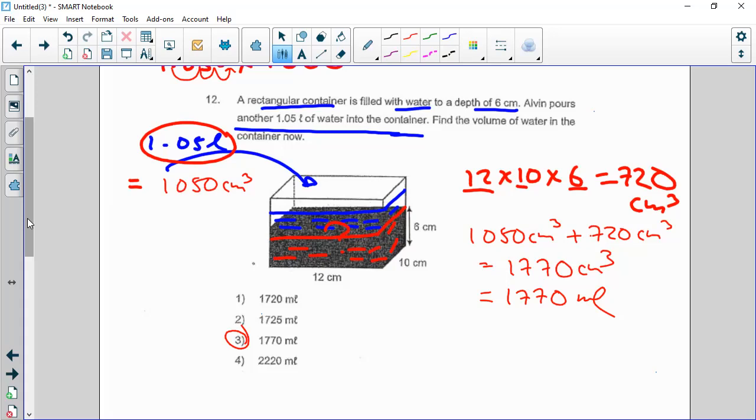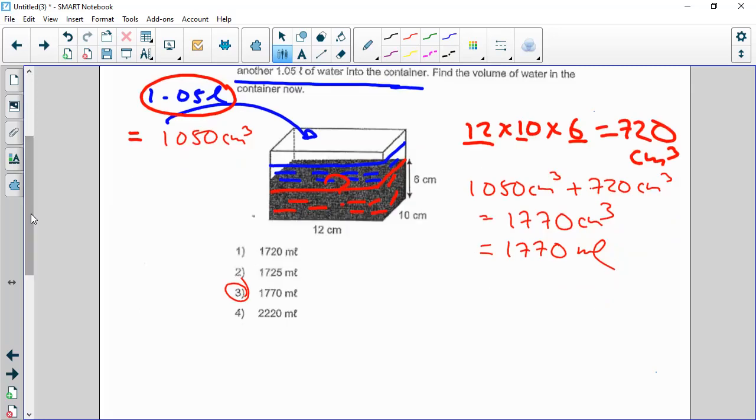Remember that because paper 1, no calculator. So which is better to work with? You want decimal or you want whole numbers? I think whole numbers is easier, right? So try not to have decimals in your steps.